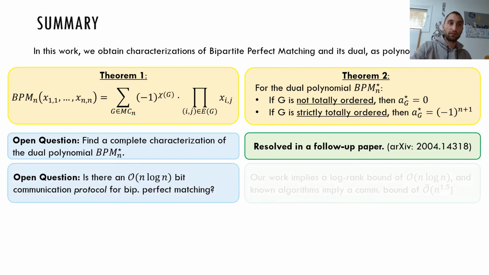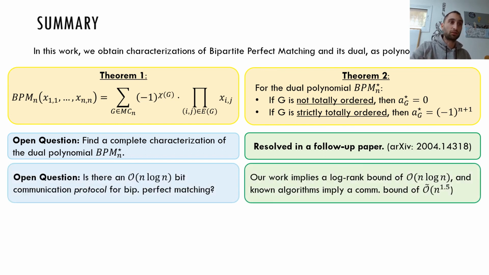The second question regards the communication complexity of bipartite perfect matching. Our work implies a log-rank bound of roughly n log n, and known algorithms imply a communication complexity bound of about n to the 1.5. We remain hopeful that the dual polynomial can be used to construct efficient communication algorithms for this problem using even a quasi-linear number of bits. This is left as an open problem.